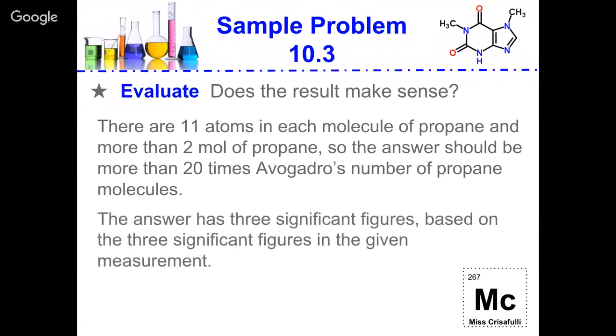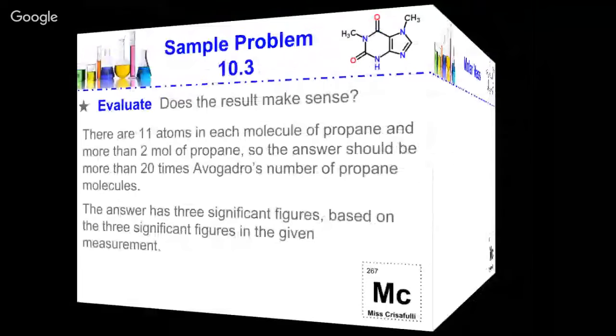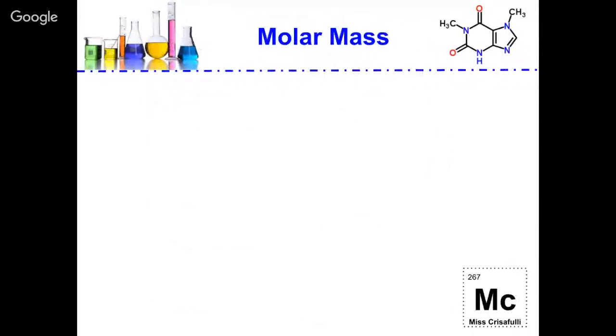And the answer has 3 significant figures because the number we started off with had 3 significant figures in it. Pretty self-explanatory. We're going to get more and more practice with these problems over the next couple of days. So if you're like, what is going on? Have no fear. There's a method to my madness.